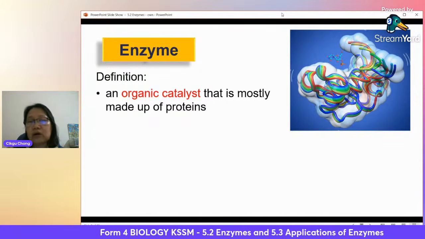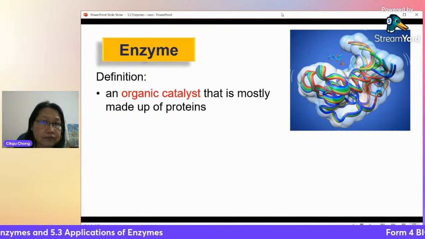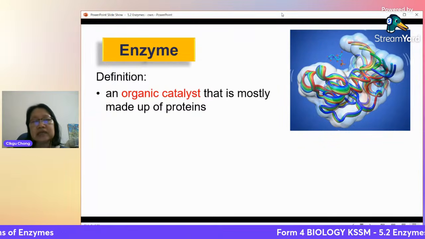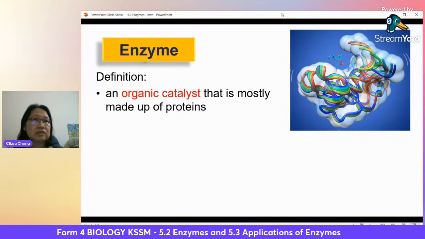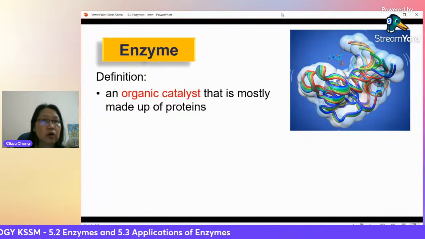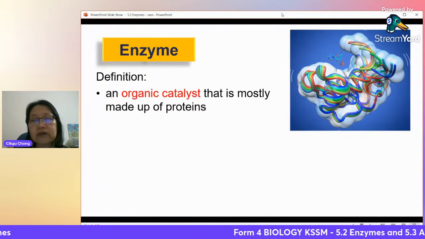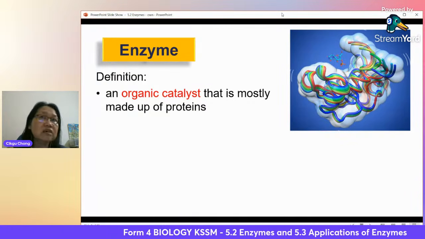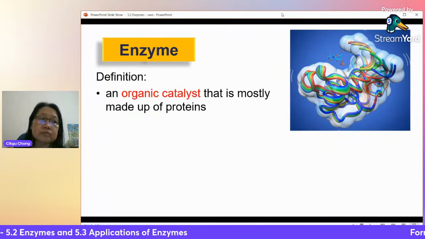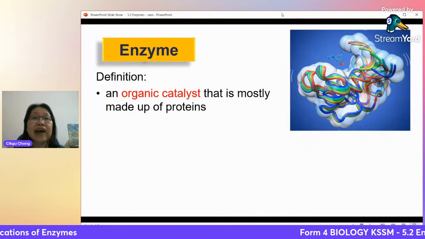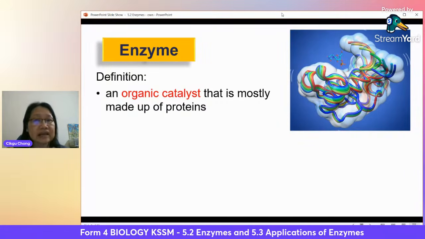Now, there are two words here. One, organic. An organic substance is a substance that is produced by a cell or by a living organism. That means it is not found anywhere else, like in the air or in the soil. It is not inorganic. For example, minerals are inorganic. They were already in the earth when the earth was formed millions of years ago. But an organic substance is only made by living cells. Examples: protein, carbohydrate, fats, oil, lipids, enzyme. All these can only be manufactured or synthesized by a cell.